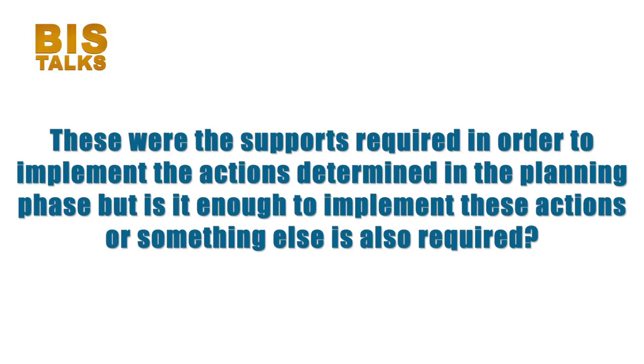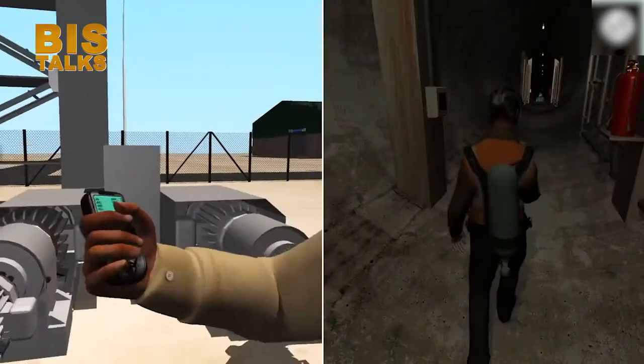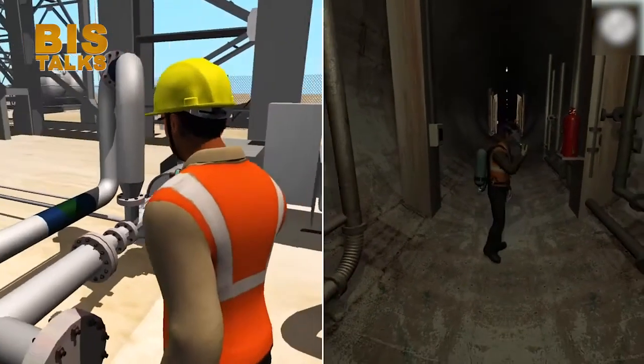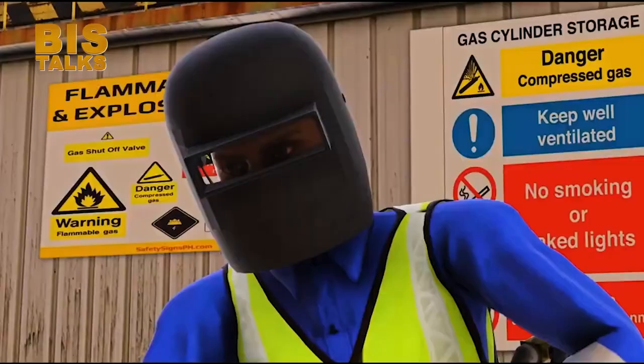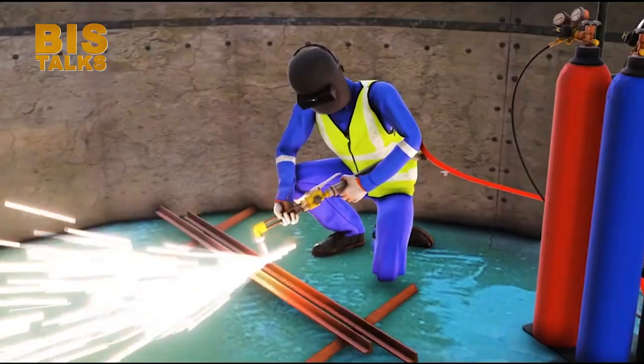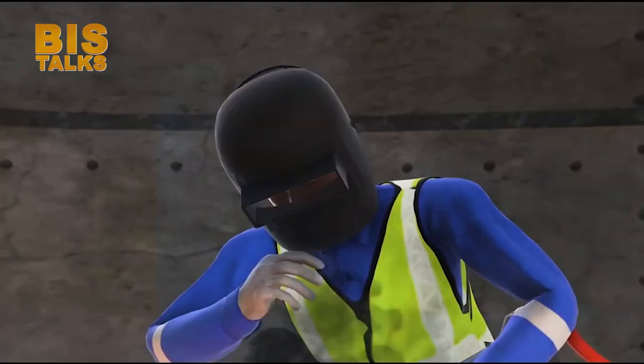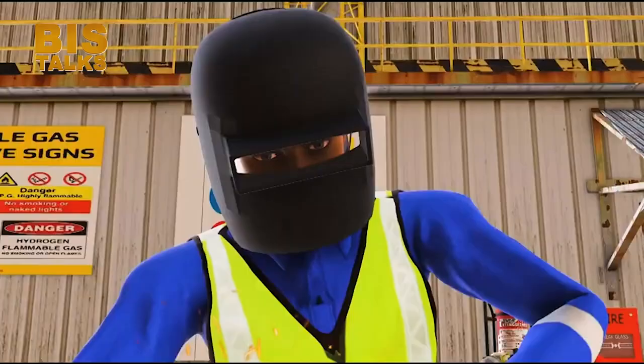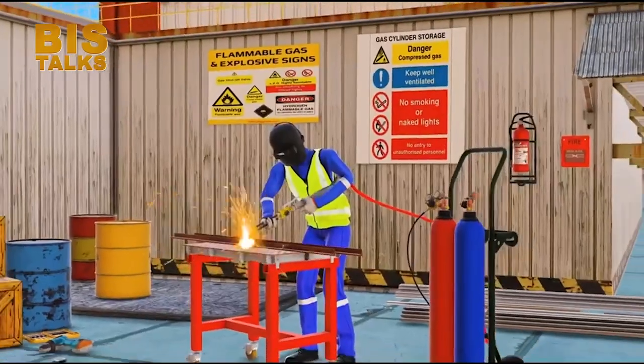These were the supports required in order to implement the actions determined in the planning phase, but is it enough to implement these actions, or is something else also required? Emergency preparedness and response. An organization is required to identify foreseeable emergencies applicable to its operations and plan its response. Such emergencies can occur both during and beyond normal working hours and can arise due to both natural and man-made causes. Identified emergencies need to be assessed based on their OH&S risk.